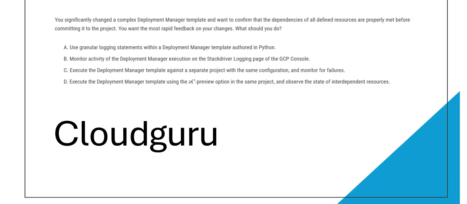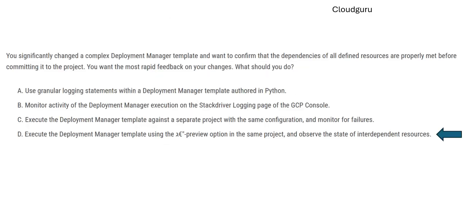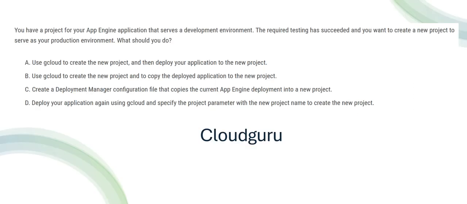Option 2. You significantly changed a complex deployment management template and want to confirm that the dependencies of all defined resources are properly met before committing to the project. You want the most rapid feedback of your changes. What should you do? I'm not explaining this in detail, but this is the answer. You need to execute the deployment manager with this option and observe the state of interdependent resources.